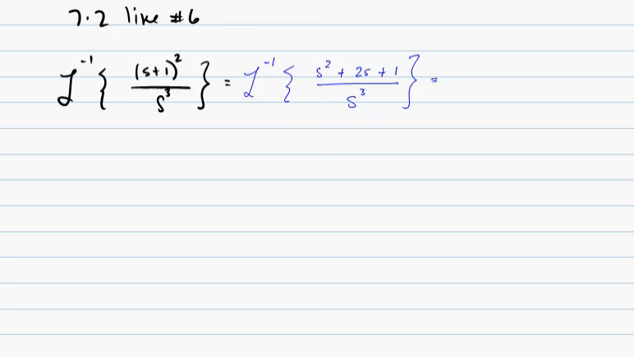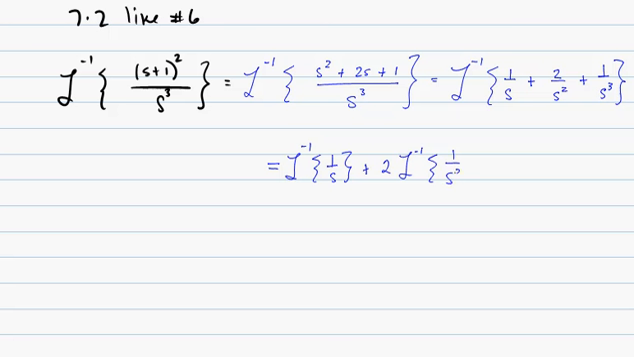And that's going to be the same as the inverse Laplace transform. And now you see I have only one thing in the denominator, so I can divide each of the terms in the numerator by that s cubed. And so I get 1 over s plus 2 over s squared plus 1 over s cubed. And that is going to be equal to the inverse Laplace of 1 over s plus 2 times the inverse Laplace transform of 1 over s squared plus the inverse Laplace transform of 1 over s cubed.